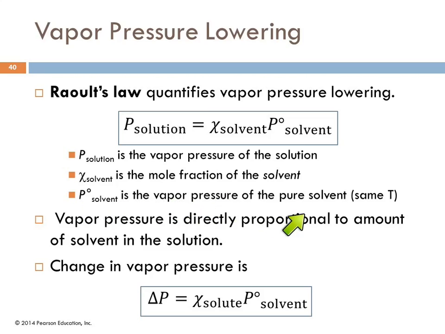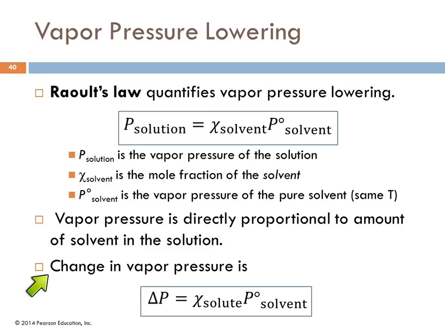That is the vapor pressure of the pure solvent, and it has to be at the same temperature because vapor pressure is temperature dependent. So we can look up the vapor pressure of the pure solvent, and then if we know the mole fraction, we can calculate the partial pressure, the vapor pressure of that solution. So chi solvent can't be greater than 1, and so P solution, the vapor pressure of the solution, necessarily has to be smaller than the vapor pressure of the pure solvent. So it's directly proportional to the amount of solvent in the solution.